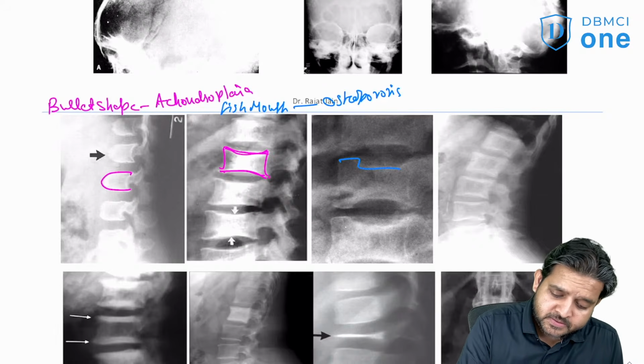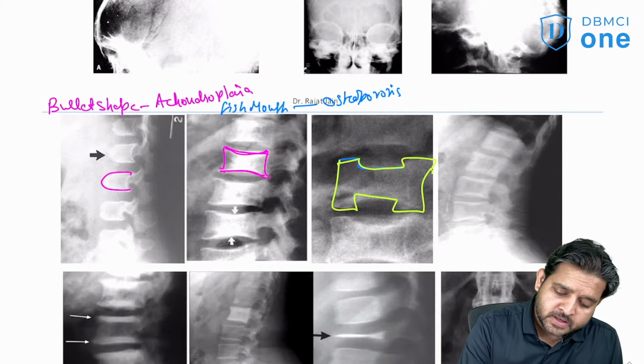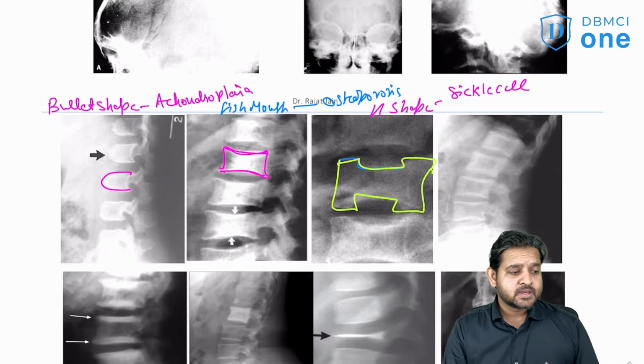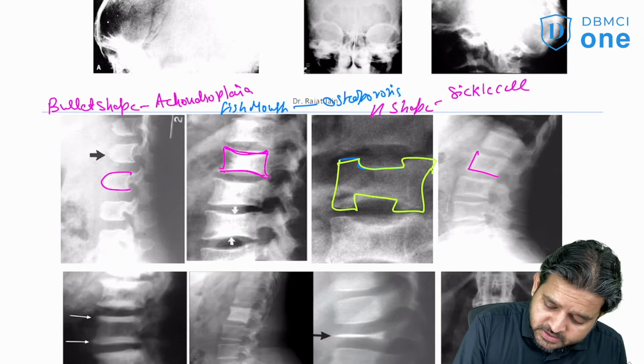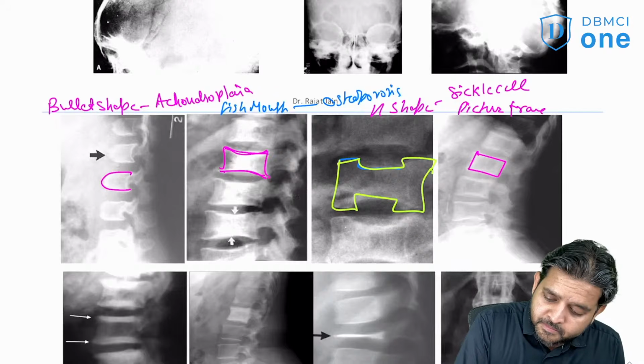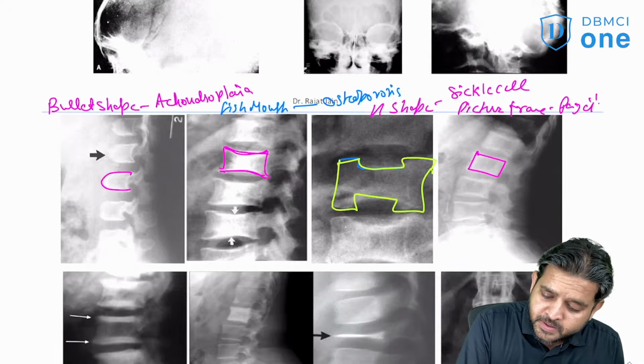What is this called as? They called it H-shaped vertebra. H-shaped vertebra is seen in sickle cell anemia. It is seen in sickle cell anemia. What is this called as? It's called a picture frame vertebra. Picture frame is seen in Paget's.